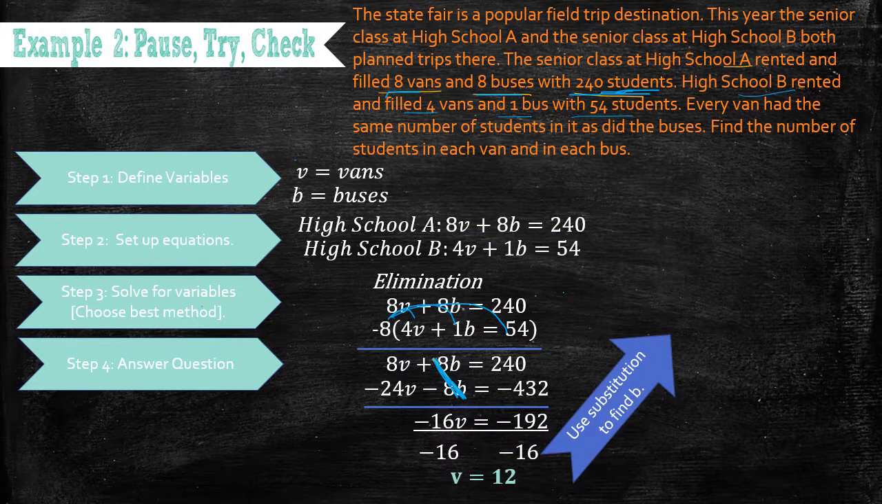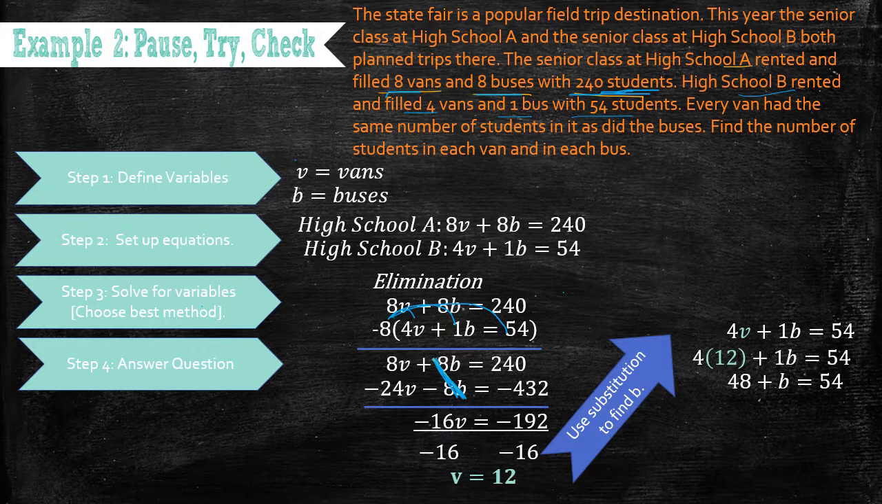Now, to find your second variable that's missing, we use substitution to find that variable. So you can pick either equation. I picked the bottom one here since the numbers were smaller. And then I plug in the value for v that I solved for. So I plugged in 12 for v, and then we go ahead and simplify.